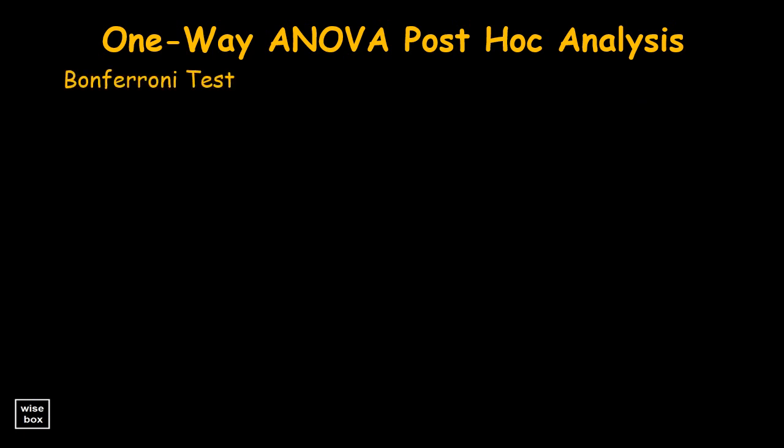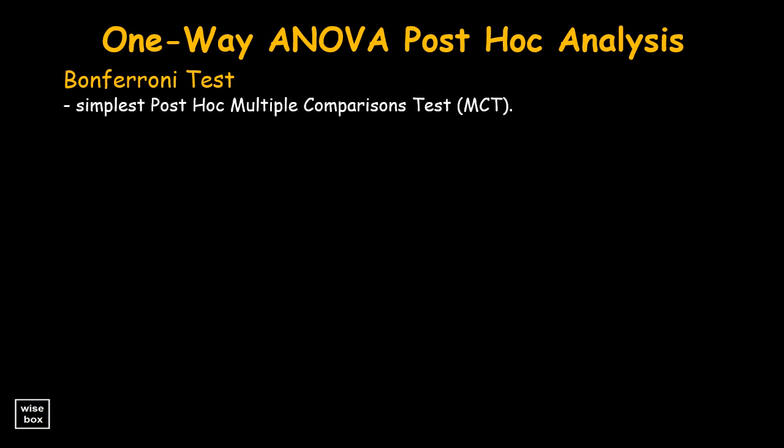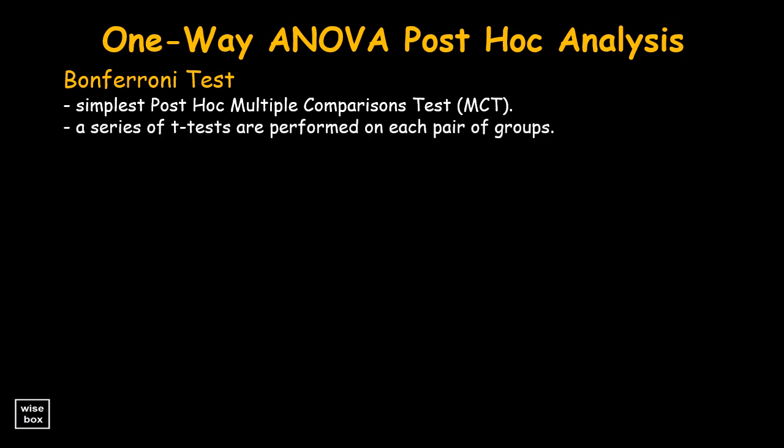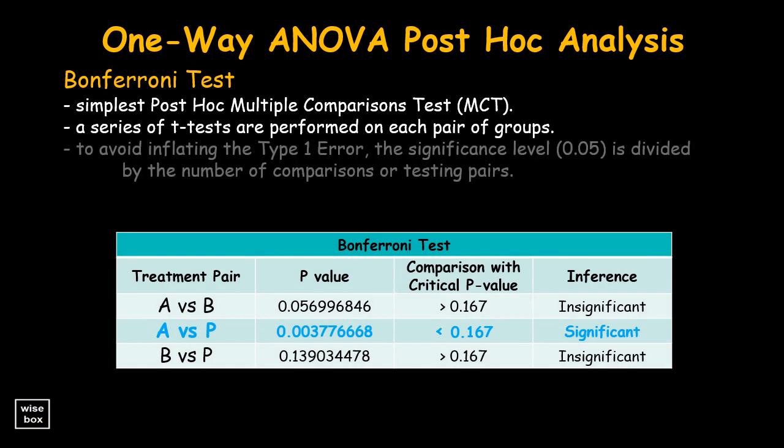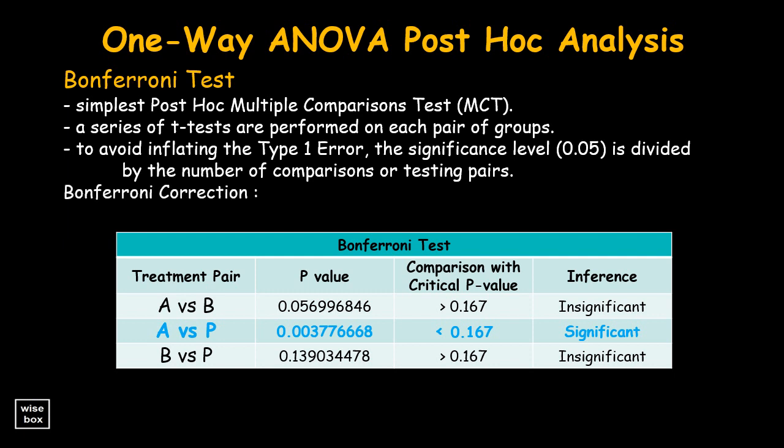The Bonferroni test post-hoc analysis is the simplest post-hoc multiple comparisons test. In this statistical analysis, a series of t-tests are performed on each pair of groups. To avoid inflating the type 1 error, the significance level, 0.05, is divided by the number of comparisons, or testing pairs. This is Bonferroni correction. In this case, the new critical p-value is 0.05 divided by 3.